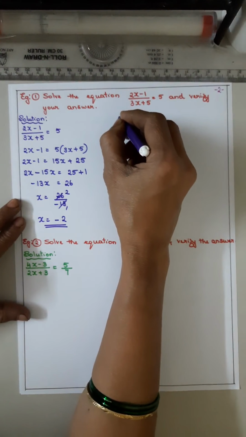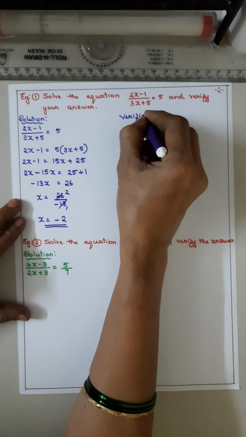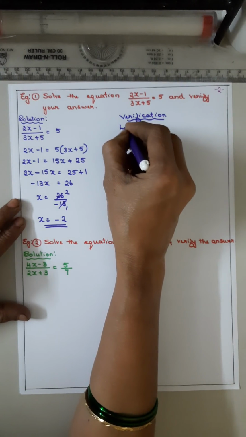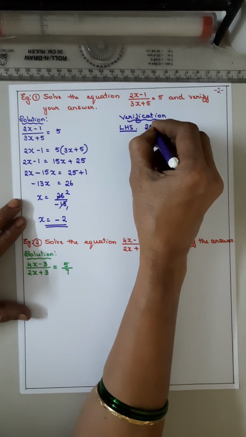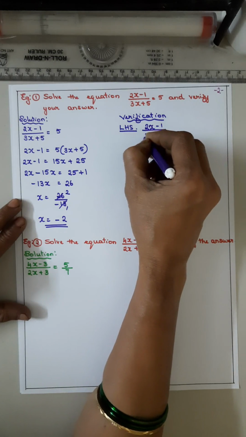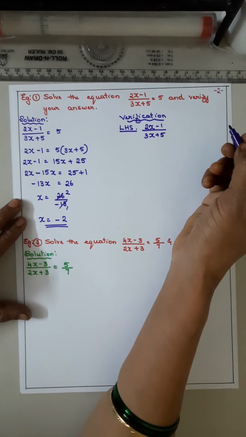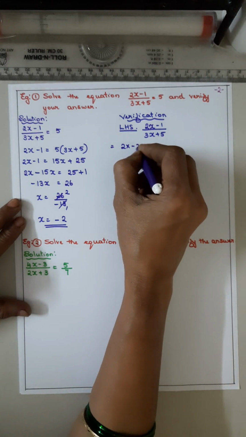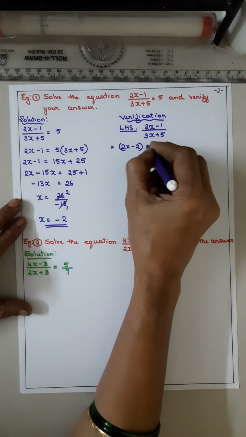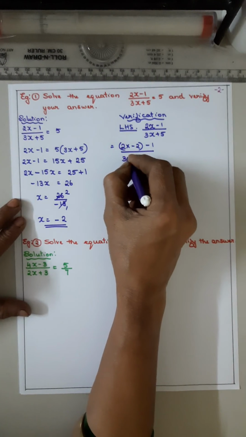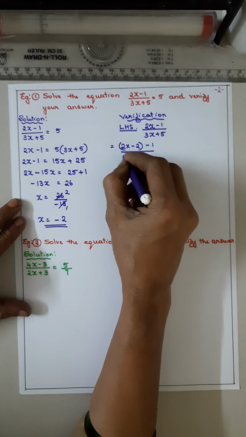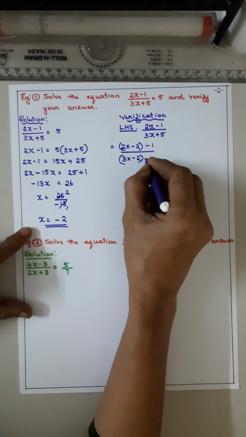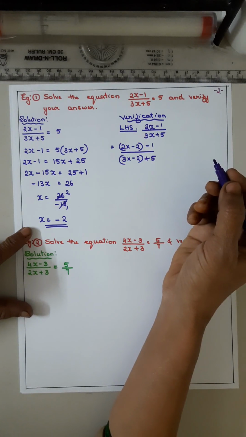Now, verify the answer. In verification, first we will write the LHS. What is it? 2x minus 1 upon 3x plus 5. That means, put the value minus 2 for x within the bracket: 2 into minus 2, minus 1, upon 3 into minus 2, plus 5. Hope you are understanding.